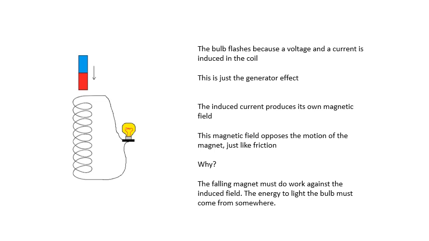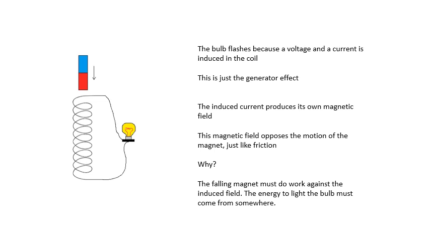Now, this induced current will produce its own magnetic field. So now we have two magnetic fields. We've got the magnet's magnetic field and we've got the coil's magnetic field. Now they will oppose each other. The magnetic field of the coil opposes the motion of the magnet. Just like friction, it tries to slow it down.